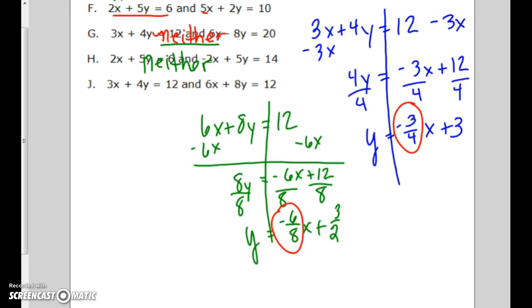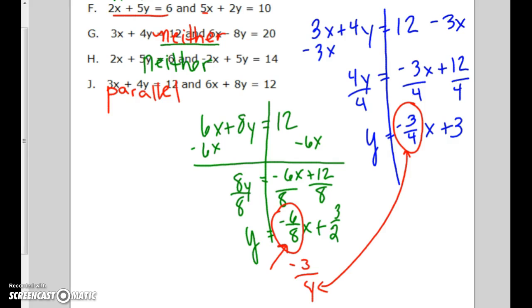Okay, and then I worked out J here. What I want you to notice when I first glance at it is that both of them don't appear to be the same. However, if I look at negative 6 over 8, I know that I am capable of reducing that. Half of 6 would give me 3, and half of 8 would give me 4. So that means that my slopes are both the same, so this final one is parallel.